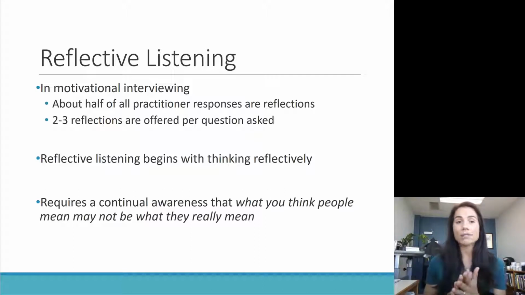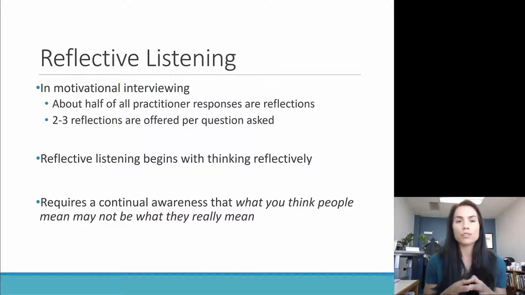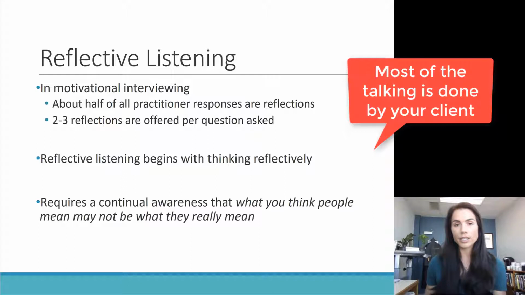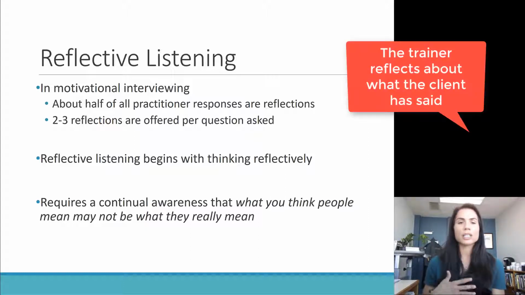In MI, about half of all of our responses as coaches are going to be reflections. So essentially, when I spoke earlier about us not talking a lot, half of what we even talk about is going to be just reflections of what the person is saying, okay? 2 to 3 reflections are offered per question usually. Again, this isn't an actual science, so you don't need to check off, I've done 3, okay? The key here is that in motivational interviewing, most of the person who is talking is mostly going to be your client. And then when we are talking as the coach or the CPT, we're talking mostly about reflections. So we'll ask some open-ended questions, right? We'll give some affirmations, and then we're going to ask these reflective questions to keep our client talking.